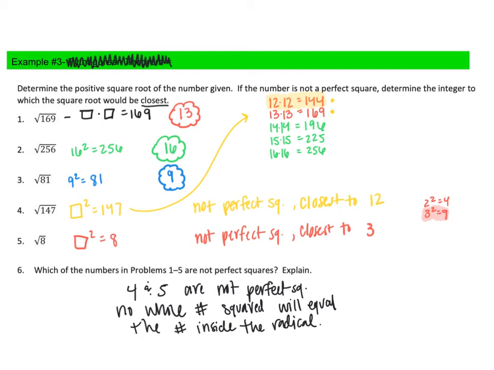Okay, no whole number is going to do it. It's going to be a decimal, but we can estimate where it's closest to. Right, and that's what we did when it told us to do that. Okay, go ahead and make sure you have this work down.